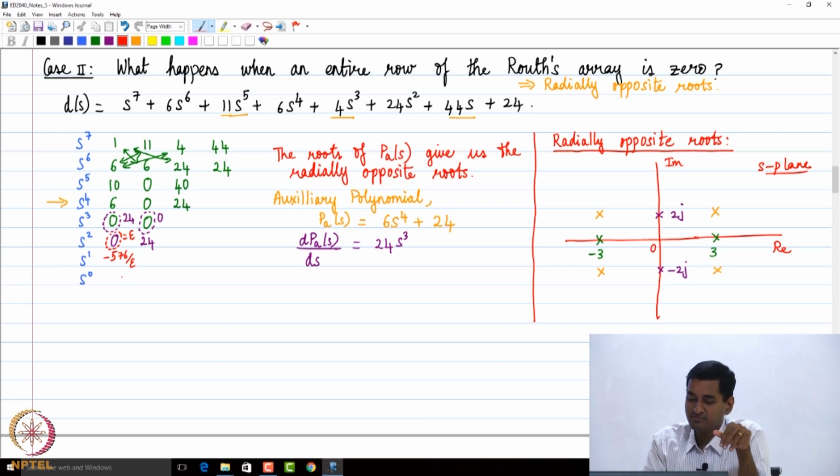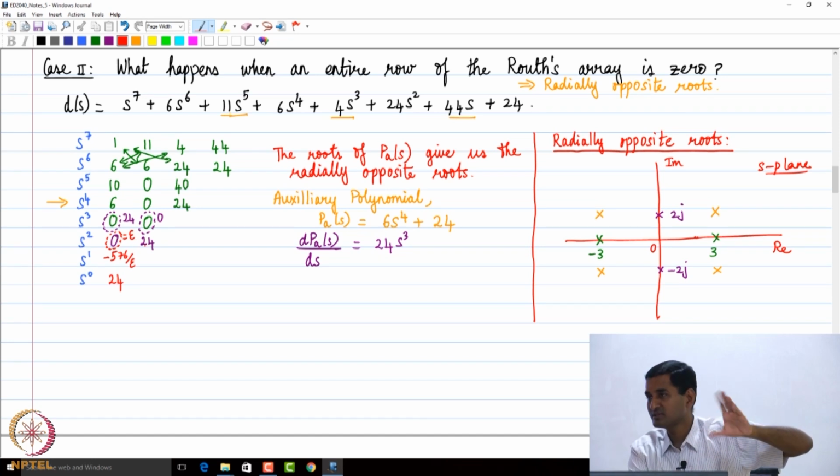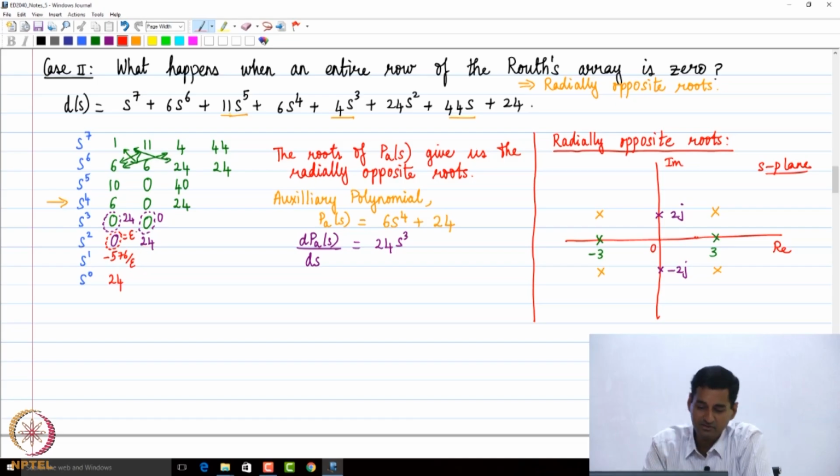If I come to the s power 0 row, what am I going to get? I will just get 24. I have completed the construction of the first Routh array. Now I look at the first column. If you look at the elements above and below epsilon, what can you tell about their signs? The element above epsilon is 24, the element below epsilon is going to be negative in sign, since minus 576 by epsilon is negative. So do you think there is a sign change above and below epsilon? That implies that there are roots in the right half plane.